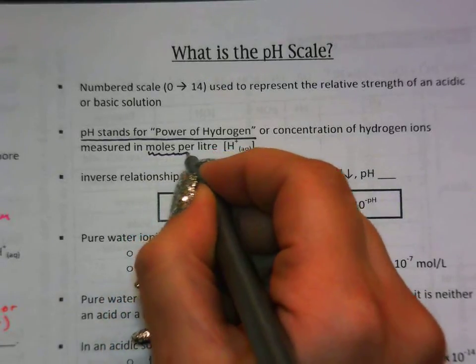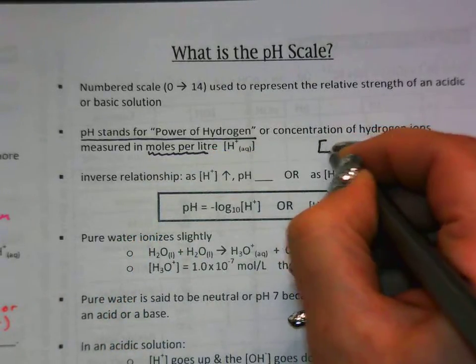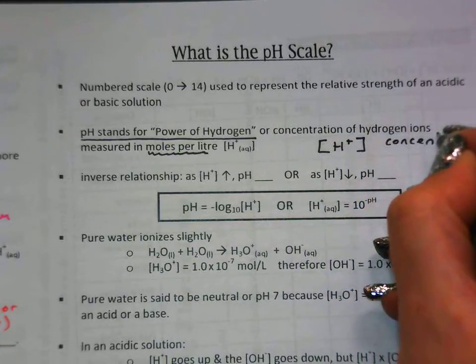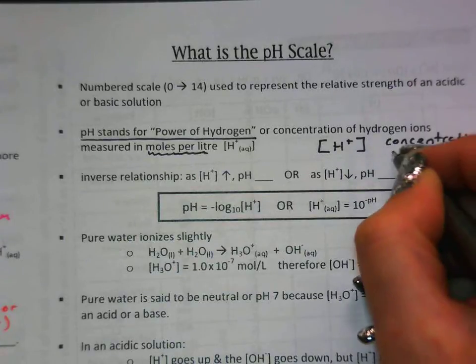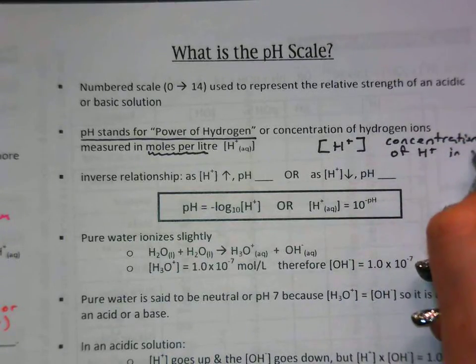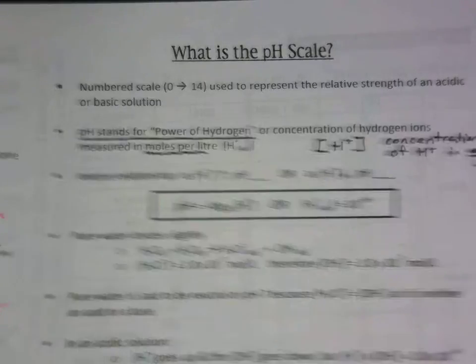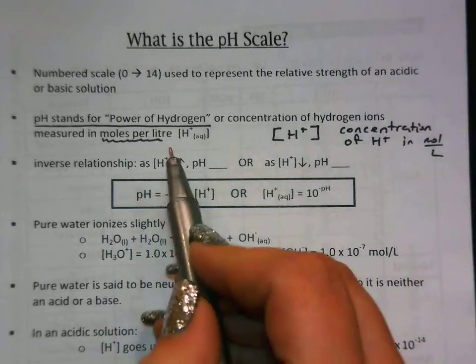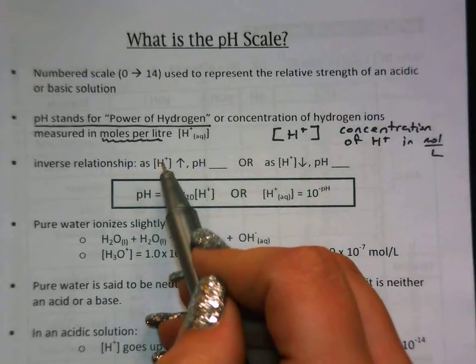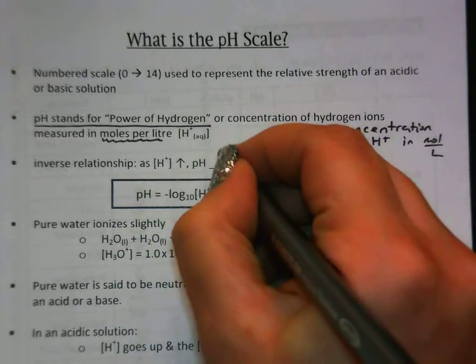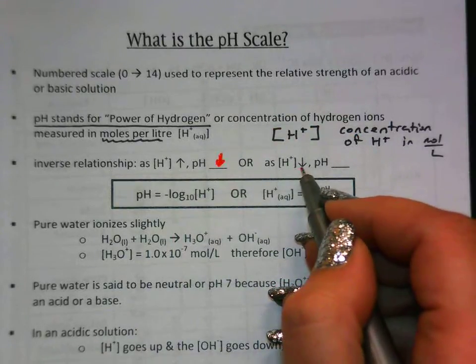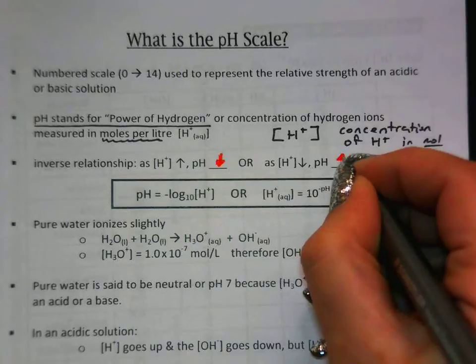So remember, this square bracket is referring to the concentration of H+ in moles per liter. Okay. It's an inverse relationship. That means as one of the compounds goes up, for example, as the concentration of hydrogen ions increases, the pH will decrease. Or as this concentration of hydrogen decreases, pH increases.